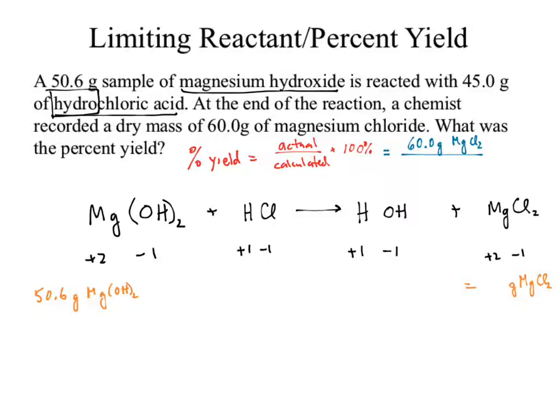Are the grams of magnesium hydroxide equal to the grams of magnesium chloride? Are they the same thing? No. The measurement's the same, the substance is different. So I'm going to have to do a substance conversion. What unit do I have to be in to do a substance conversion?